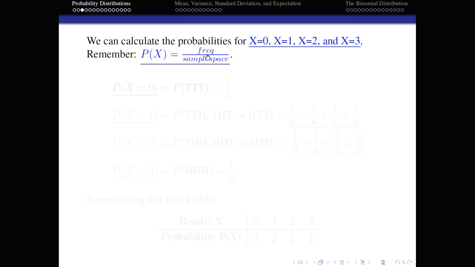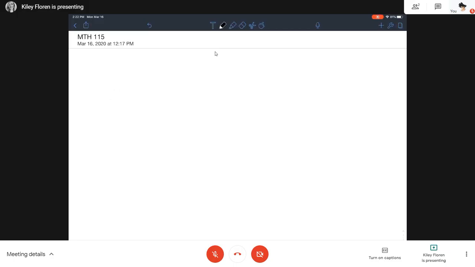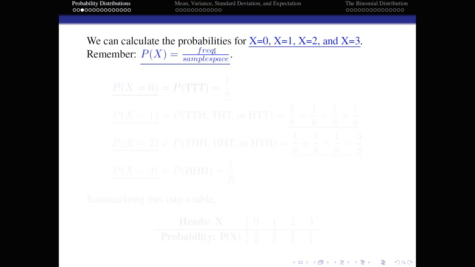Now you can use the frequency over the sample space. That's an option. But remember, this frequency is the number of elements in our event space. Looking at this in a different way, we can look at this as the probability of X being the number of outcomes in our event space divided by the number of outcomes in our sample space. This is what we had when we were doing this earlier. This is typically how we looked at that equation.